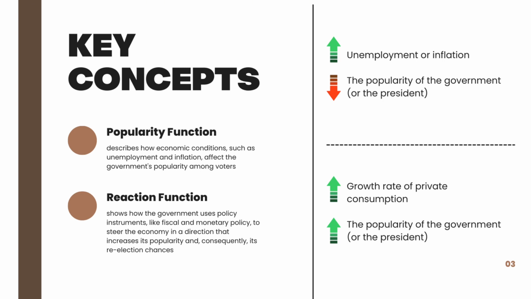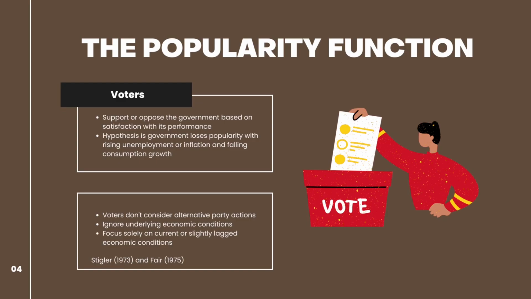While there have been studies on the impact of economic variables on election outcomes and government popularity, many lack solid theoretical and statistical foundations. This study stands out for providing a comprehensive understanding of the relationship between economics and politics, supported by analytical and simulation study. In the popularity function, voters are assumed to maximize utility, supporting or opposing the government based on satisfaction with its performance. Simplifying the decision, voters attribute economic outcomes to the government, assuming it has control.